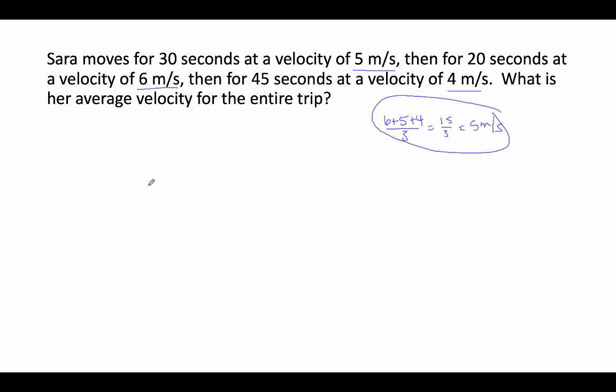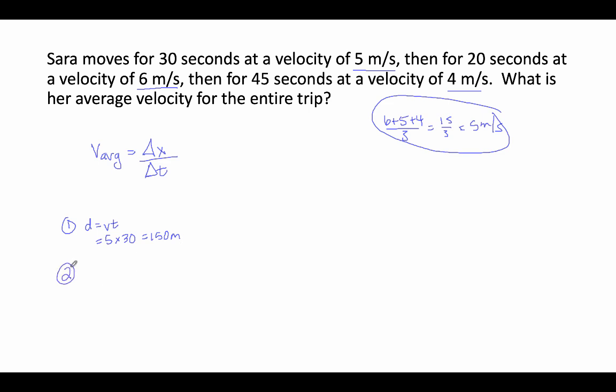So when you're doing average velocity, remember that your average velocity is your change in position divided by your change in time. So we actually need to know the change in position for each of these. So there are 3 sections to this trip. So we'll call part 1, part 2, and then part 3. So during part 1, we went 5 meters per second for 30 seconds. So we figured out earlier that displacement was equal to velocity times time. So we're going to have to do that 5 times 30 seconds, which gives us 150 meters.